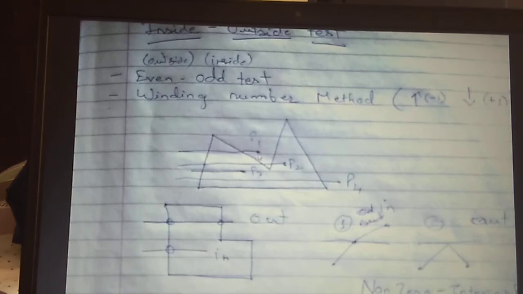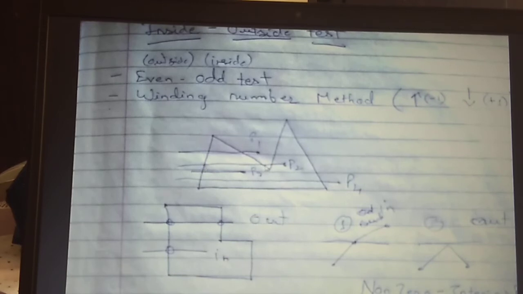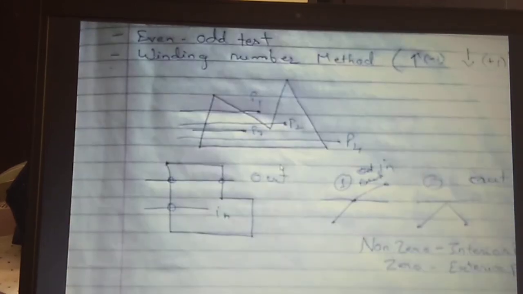So suppose for point P1, we draw a line. It intersects here: one intersection, two intersections. It is even, so the point is outside. For P2, intersections 1, 2, 3: three intersections with the polygon edges, right? It is odd, so the point is inside. P3, intersection 1, right? Odd, so the point is inside. P4, intersections are 2, it is even, so the point is outside, right? So this is the even odd test.